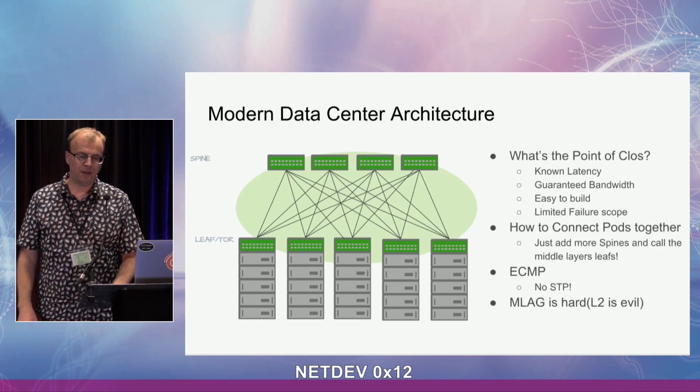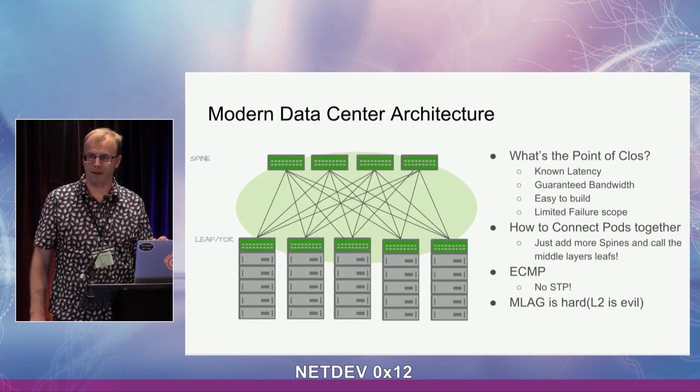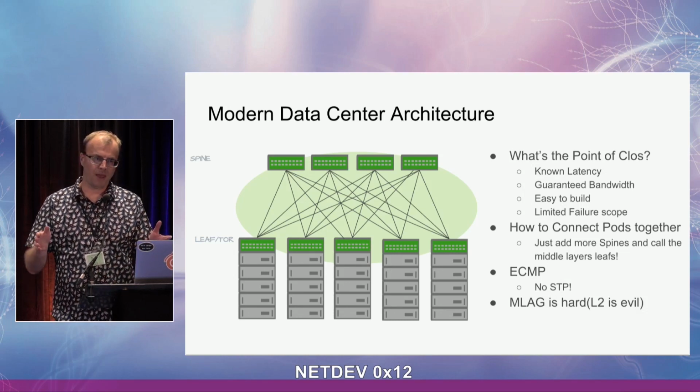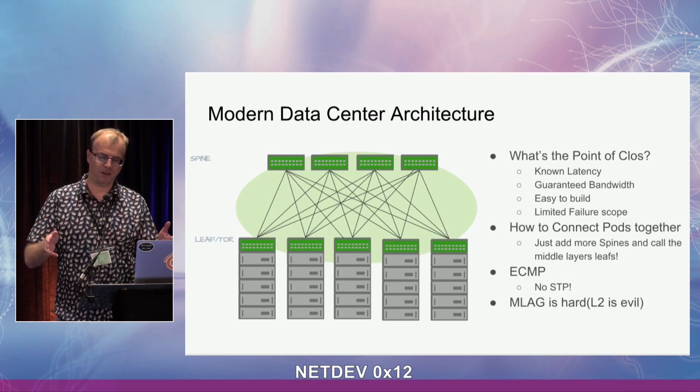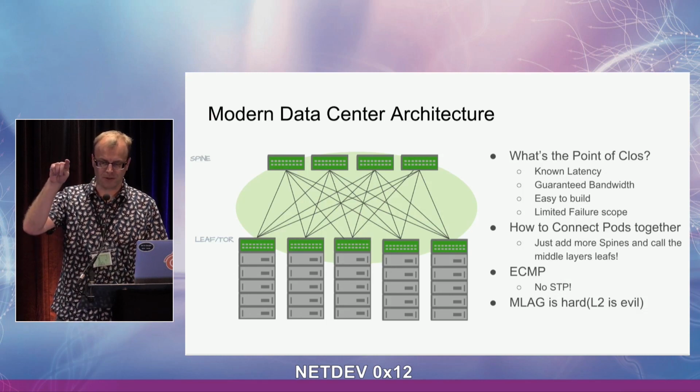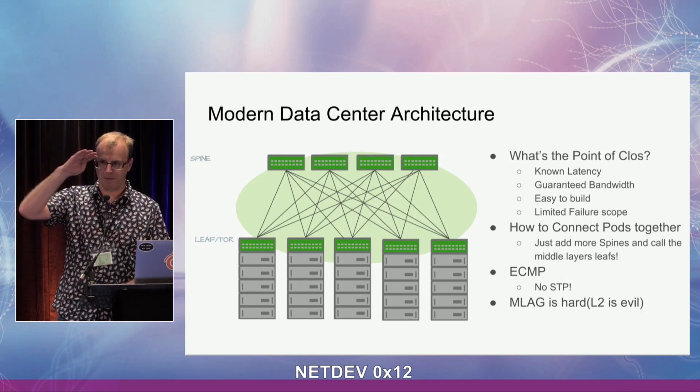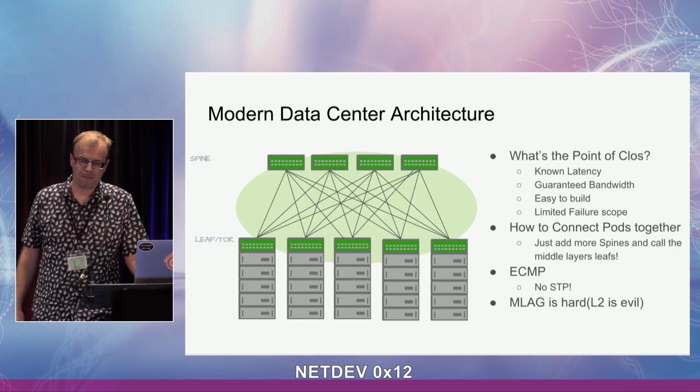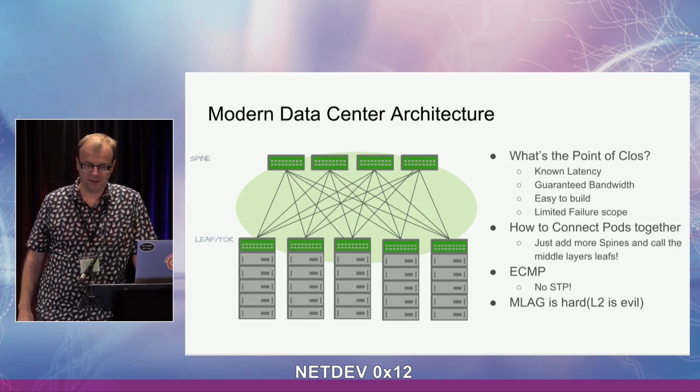So typically, what we have on the left is called a pod, and that's a data center. That's basically just a unit of work or control. And if I want to have more pods, I just add another layer, add more spines, and call the middle layer leaves.